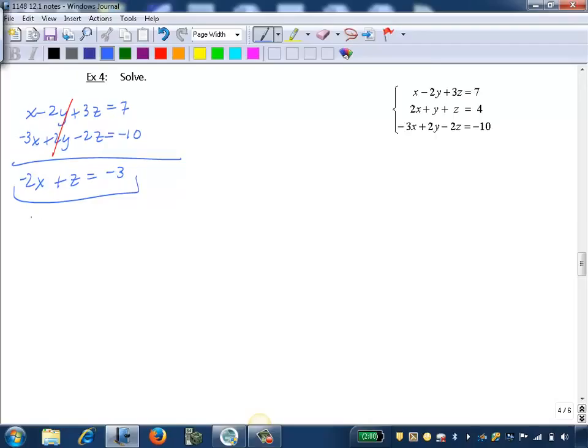I'm going to pair the first one and the second one. So I've got x minus 2y plus 3z equals 7, and then 2x plus y plus z equals 4. So now, in order to eliminate the same variable, so I eliminated y's in this pair, I have to eliminate the y's in this pair. I'm going to have to multiply the second equation by 2.